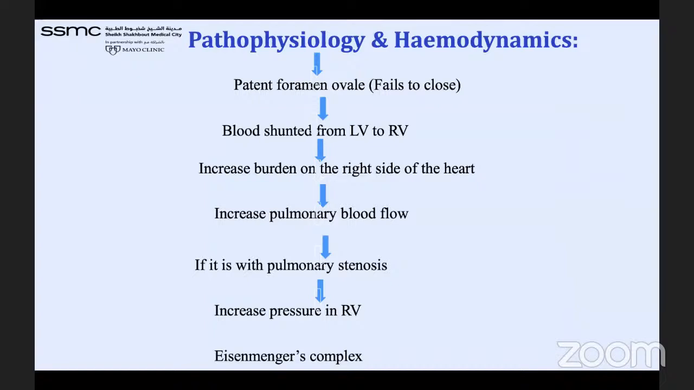So again, if patent foramen ovale fails to close, then what happens? Blood is shunted from the left atrium to the right atrium, increasing the burden on the right side of the heart and increasing pulmonary blood flow. Again, the same story. Sorry, my mistyping, it is LA to RA. If there is pulmonary stenosis, then there is increased pressure in the right ventricle, and then it can cause Eisenmenger complex.